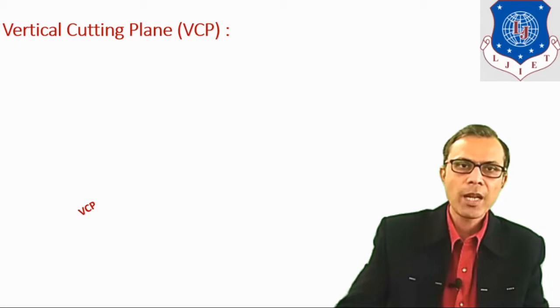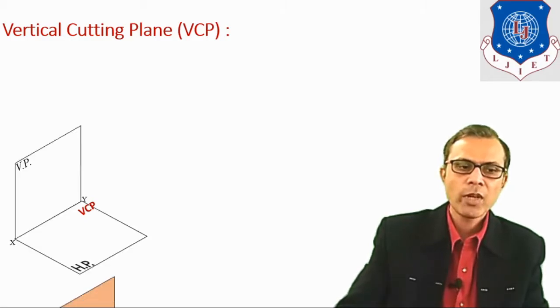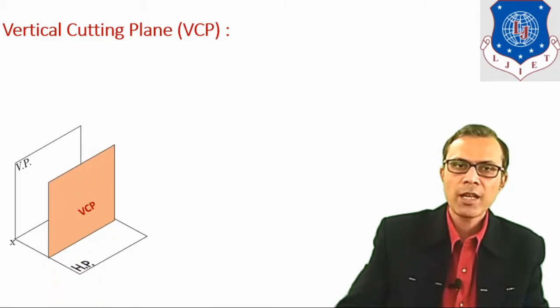Next type of cutting plane is vertical cutting plane. In short form, it is written as VCP. So this is the position of the vertical cutting plane. It is parallel to VP and perpendicular to HP. When we cut any object with this type of cutting plane, the true shape of the section will appear in the front view. So the front view itself is the sectional front view and it is the true shape of the section.